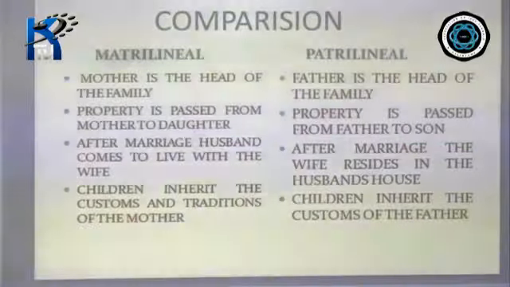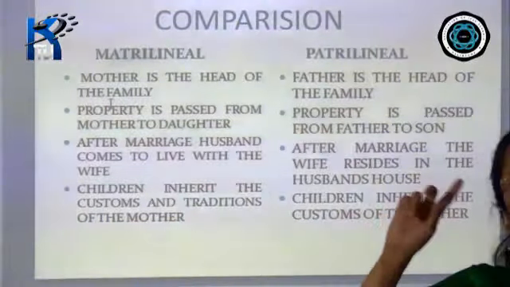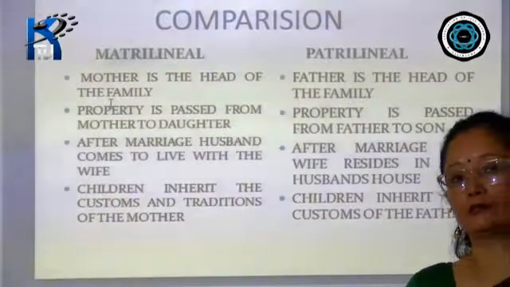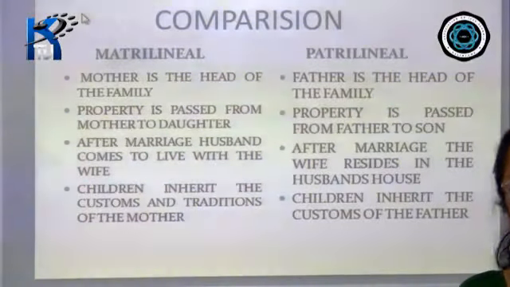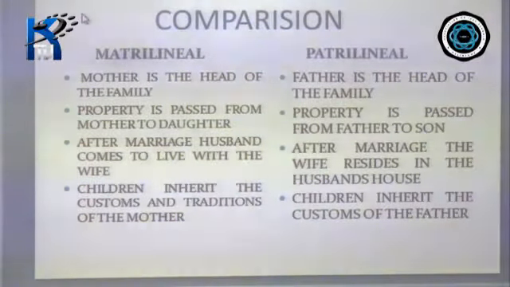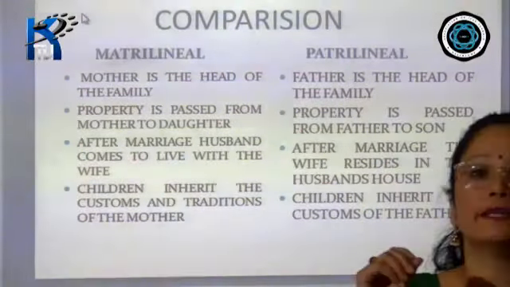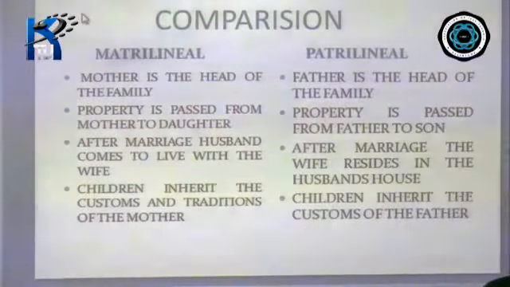Matrilineal, the clue is MA. MA means Ma. It has to be a mother. In this group, the mother is the head of the family, or the female is the head of the family. It could be a great-grandmother, a grandmother, or a mother, depending on whoever is alive. Property is passed from mother to daughter. Because the female is very influential and powerful in this society, property is usually inherited by the daughter. Again, there is a special daughter, which is the youngest daughter. The youngest daughter in that group gets a larger share of property than the others.